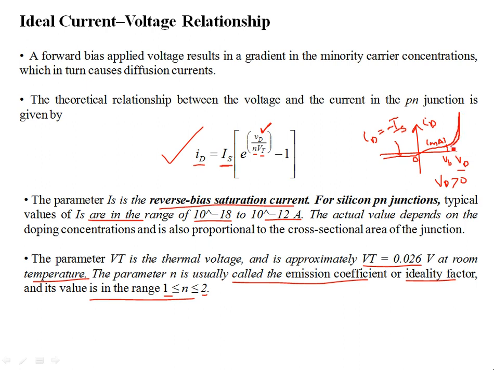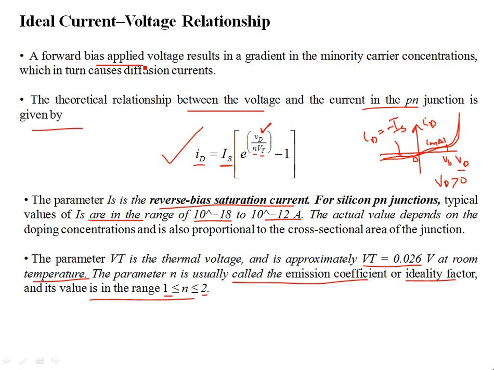So ideally, the behavior of a diode can be seen as a non-linear device. The ID and VD characteristics are not a straight line connecting those two quantities. It's a non-linear junction diode. A theoretical relationship exists between the voltage and the current in the PN junction. It's given by this relationship.